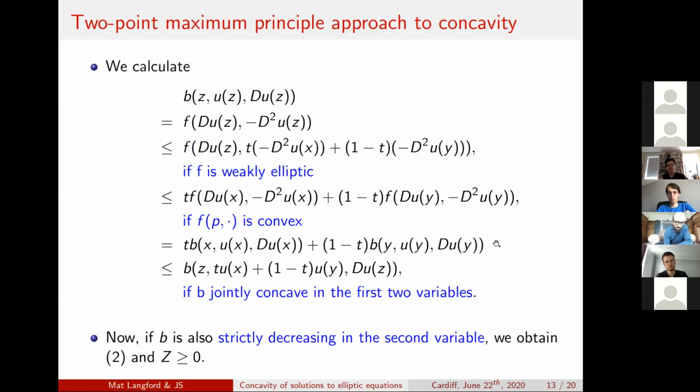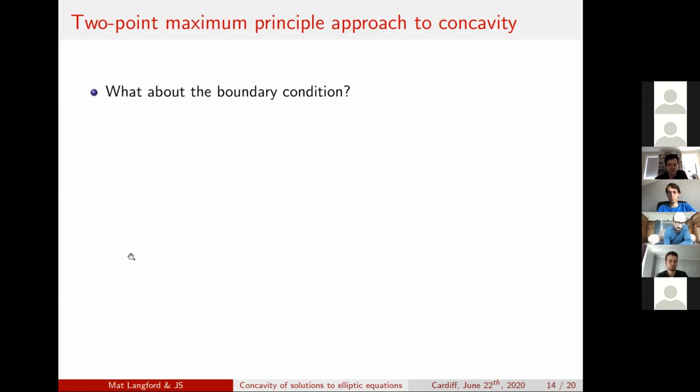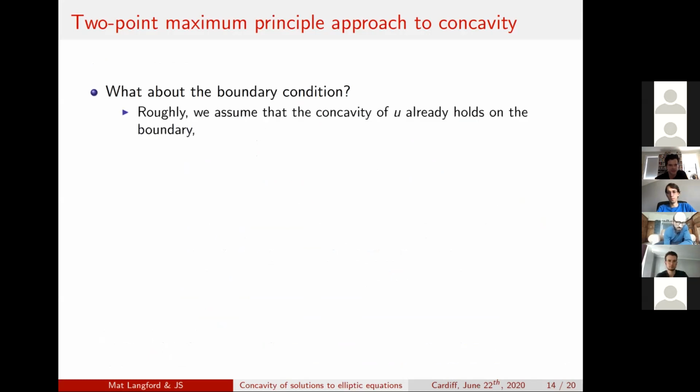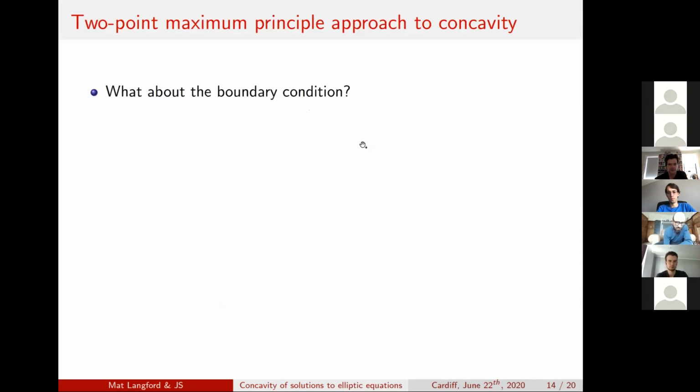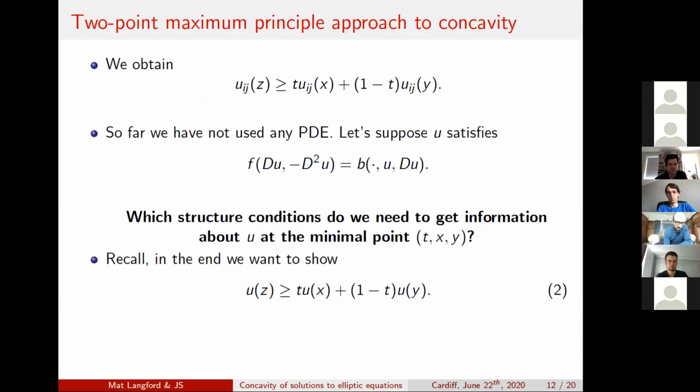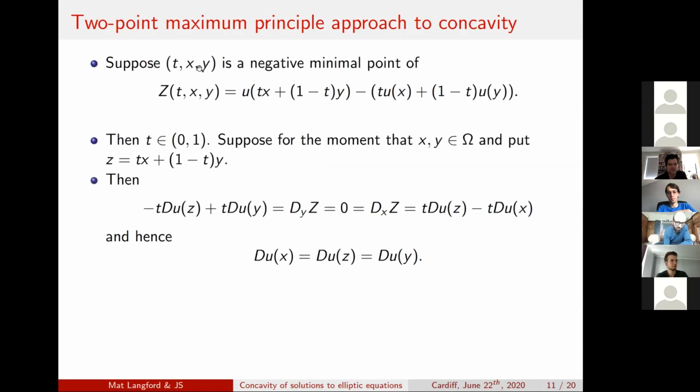So we wanted to transfer this calculation to the unit sphere. In the next slide, I'll give you the result, but sorry, I forgot the boundary condition. Let's first do the boundary condition. What I haven't talked about yet is what happens if this minimal point that we were looking at, this negative minimum, might have x or y on the boundary of omega.